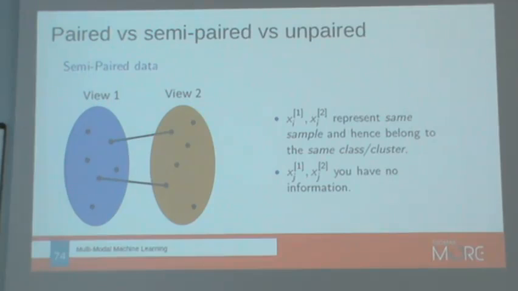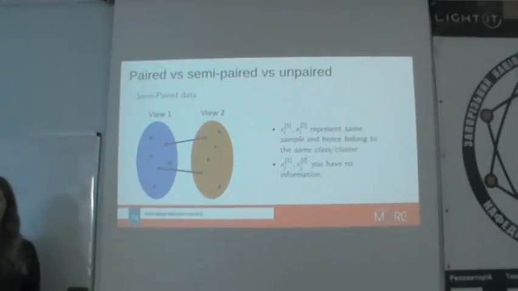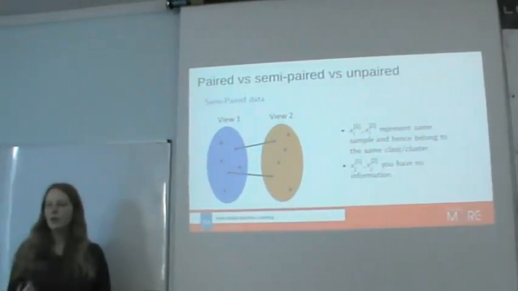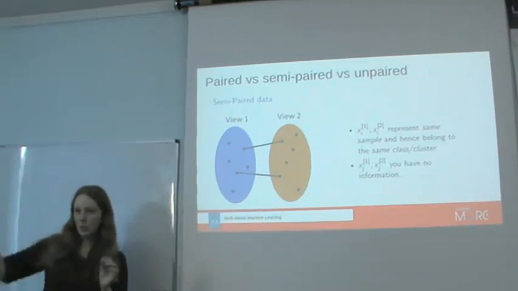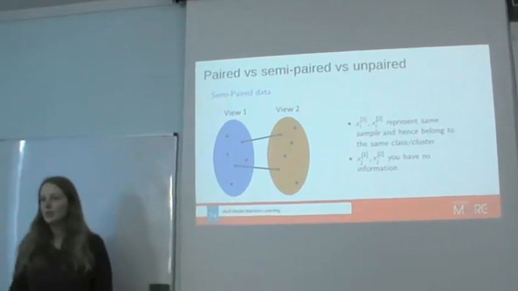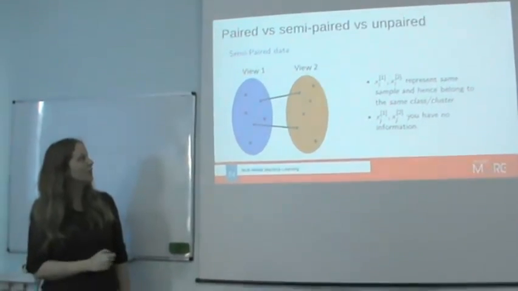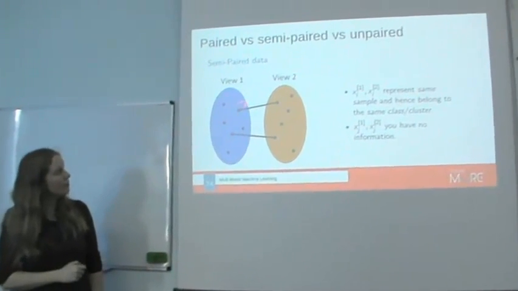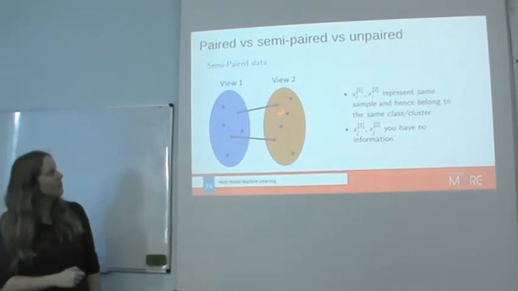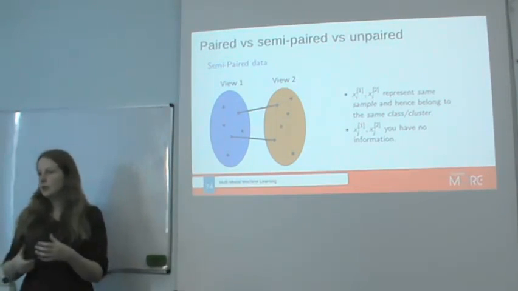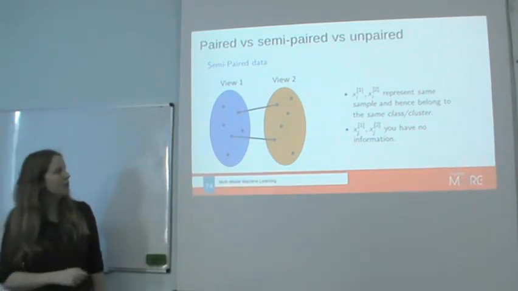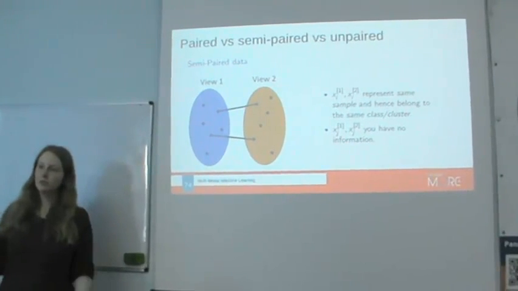Sometimes, again, because things were missing, or because you will need a special expert to actually couple them, and it's costly. So we might only have a couple of couplings. So we might have some points, like this point in this view and this point in that view, represent the same sample and will hence belong to the same class. But for the points, we don't have any information.